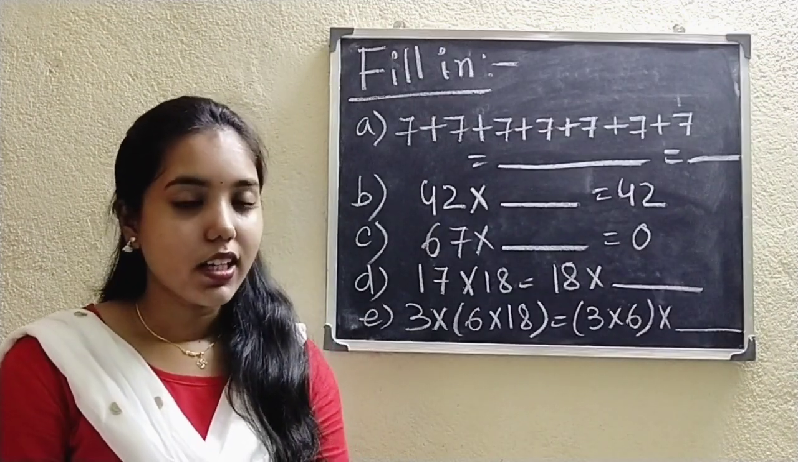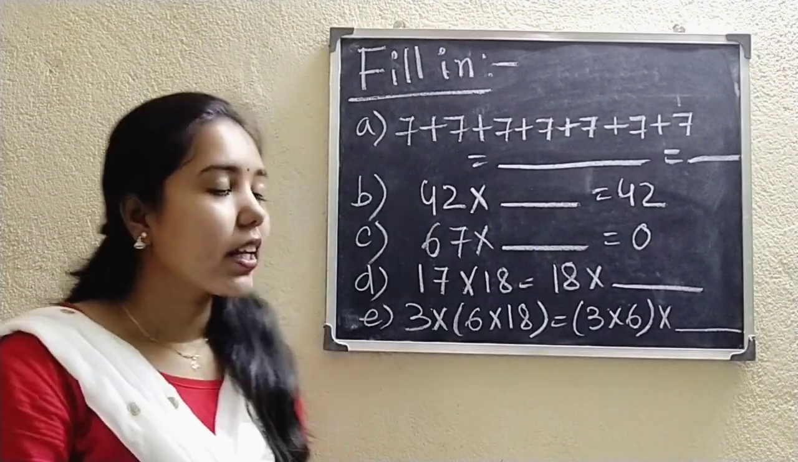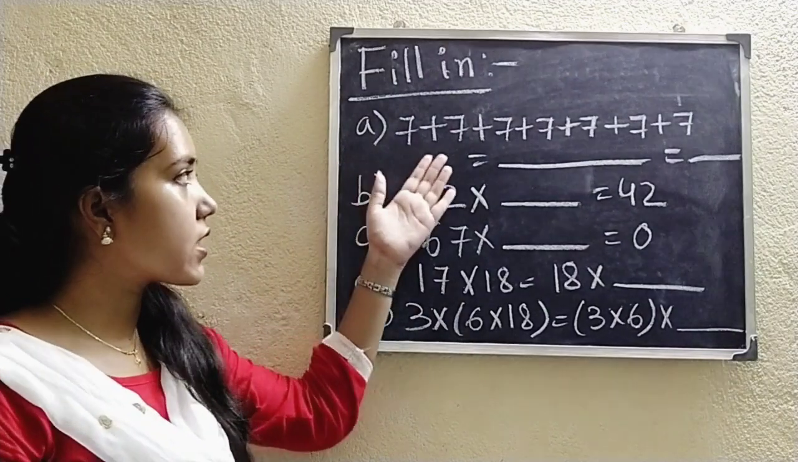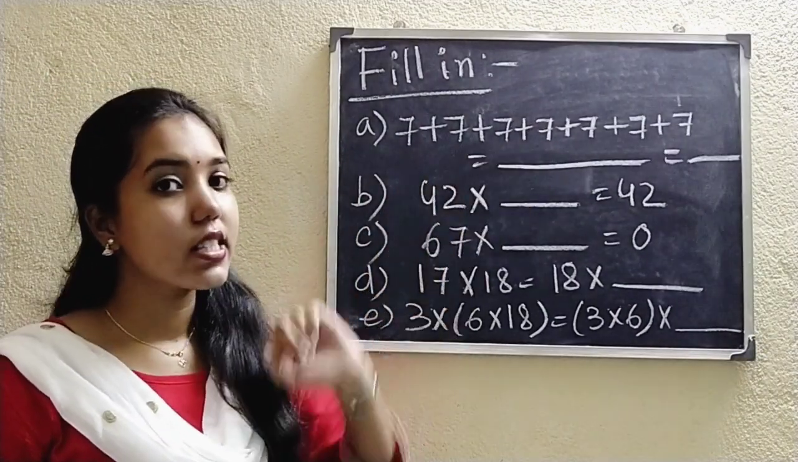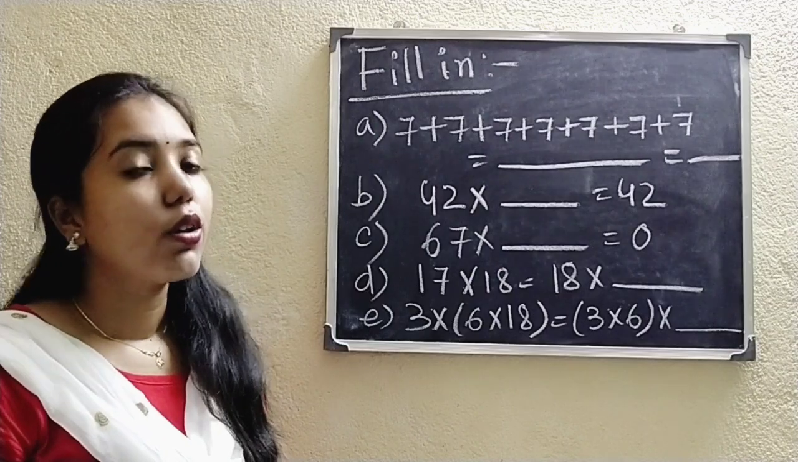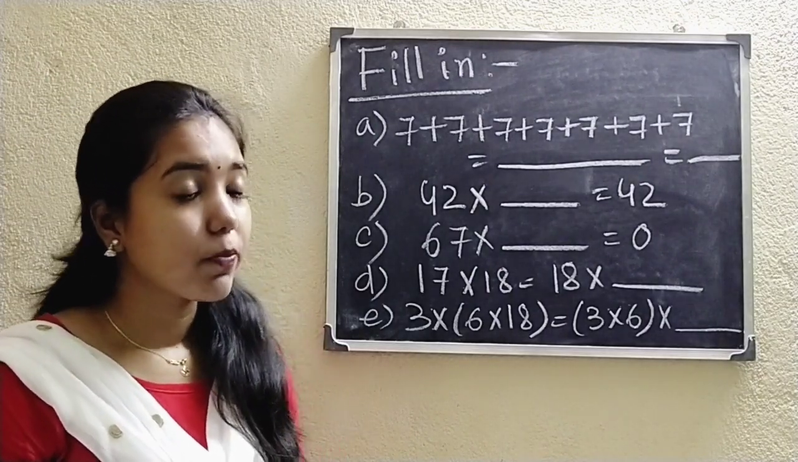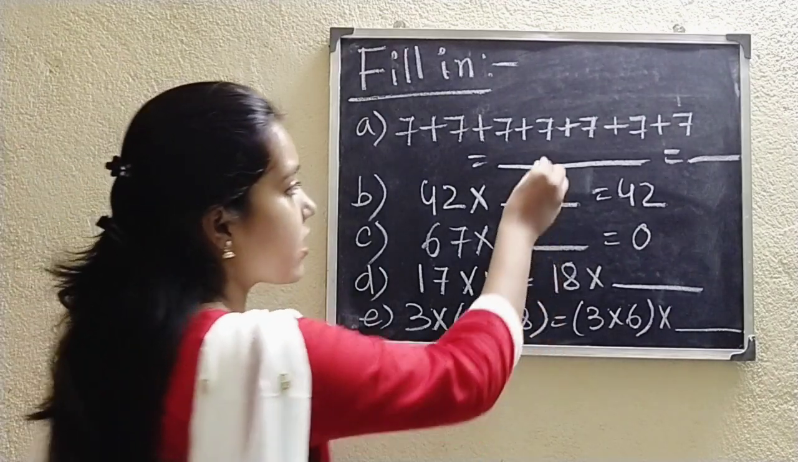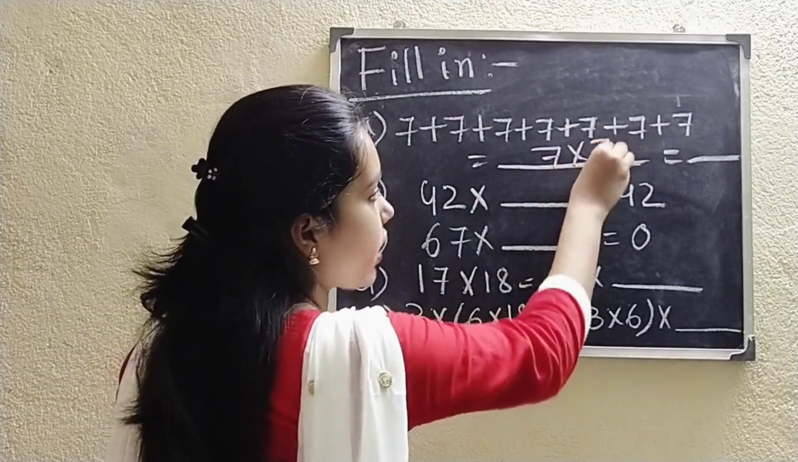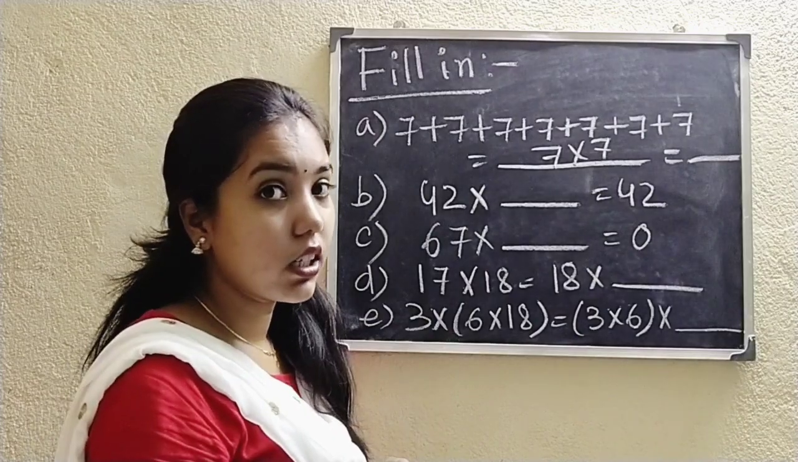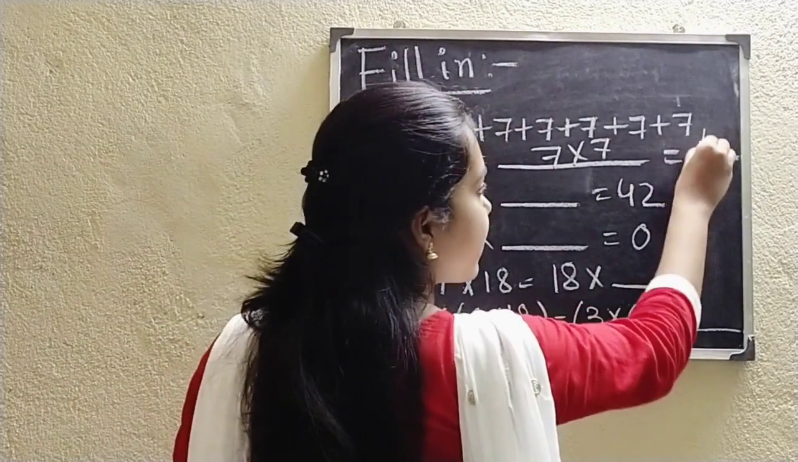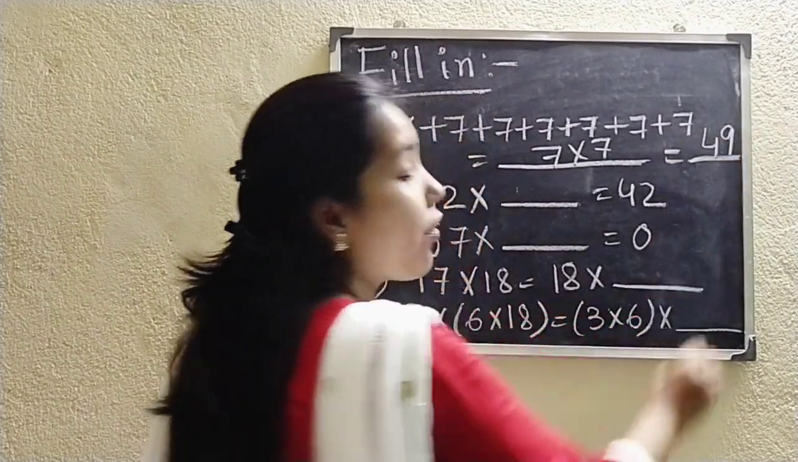Now students, let us solve these. Here in the first problem, 7 is repeatedly added 7 times. So as we know that multiplication means repeated addition, we can write this as 7 into 7. Now 7 sevens are 49. So our answer is 49.